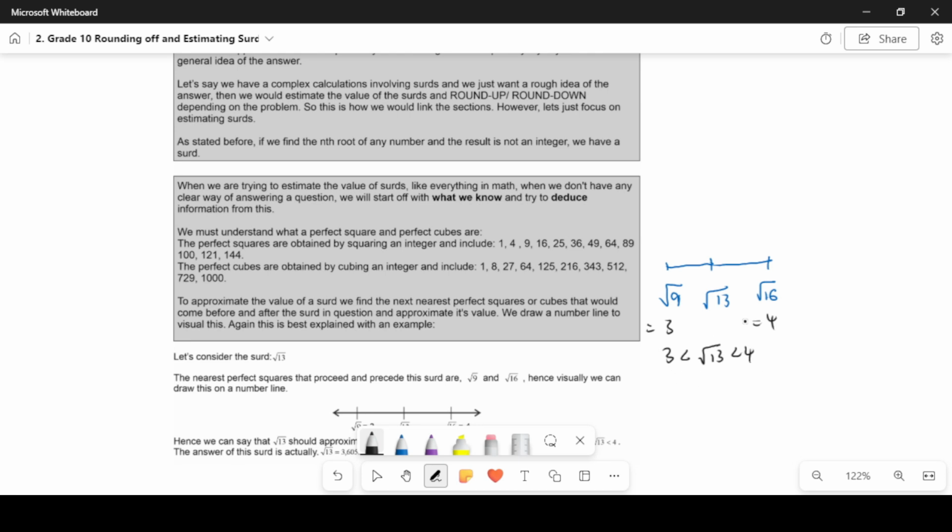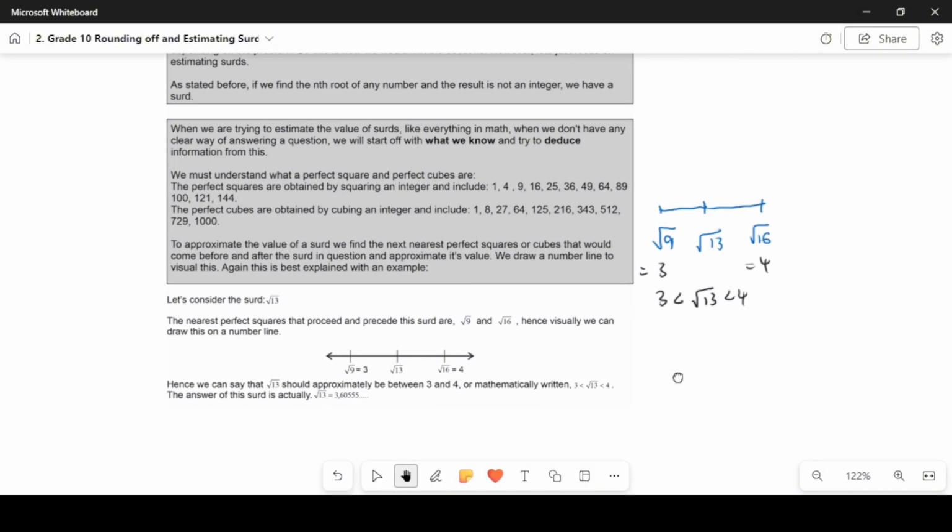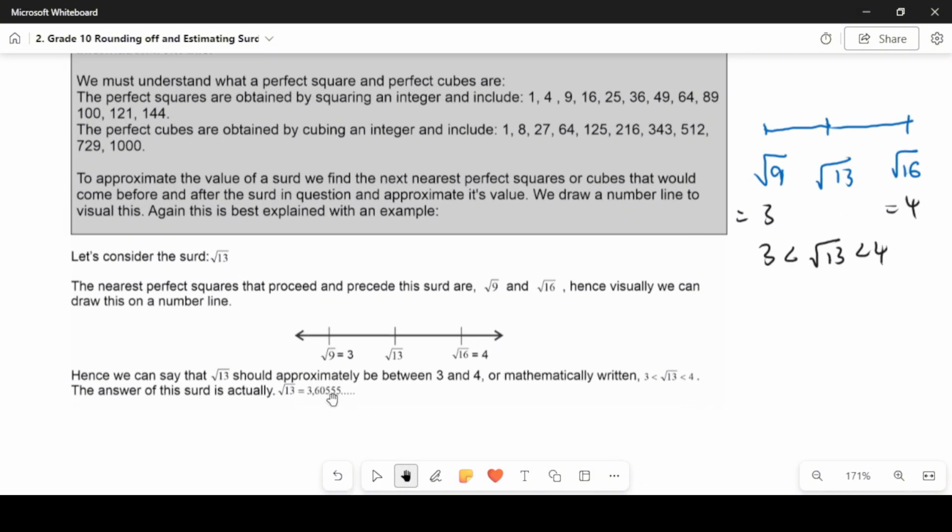You can also write it in words: the square root of 13 should yield an answer that is between 3 and 4. If we find the actual value, it's 3,60555 and so on. This is how you write it mathematically, but we will discuss the inequality in the next chapter. For now, all you have to know is how to approximate it. You basically draw the number line and write your answer like this. If you write your exams, you will know how to do this. So we say that the square root of 13 is approximately between 3 and 4, or mathematically, the square root of 13 is greater than 3 but less than 4. The answer of the surd is actually that.